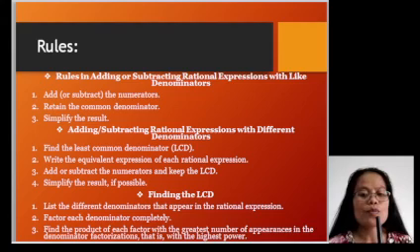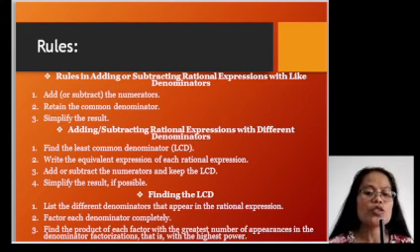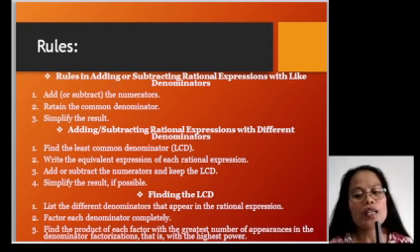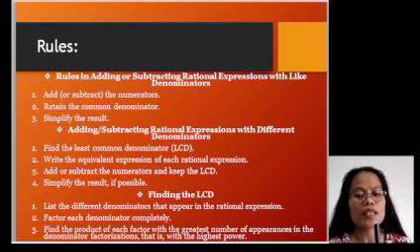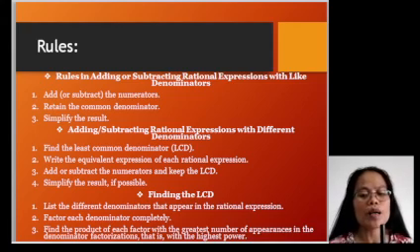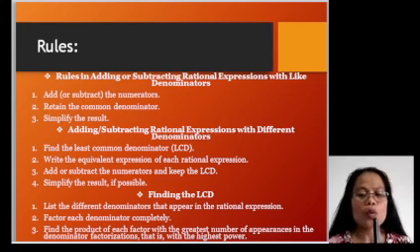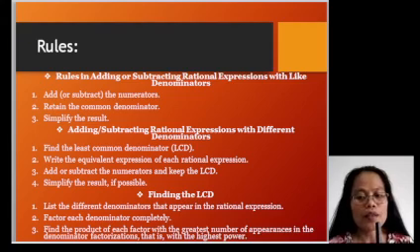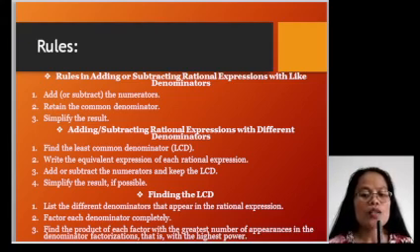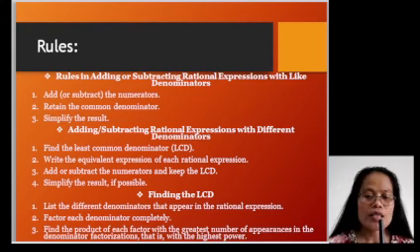Next will be adding and subtracting rational expressions with different denominators. Number 1, find the least common denominator or the LCD. What is LCD? It is a number that is divisible by the common denominators. Number 2, write the equivalent expression for each rational expression. Number 3, add or subtract the numerators and keep the LCD. And number 4, simplify the result if possible.